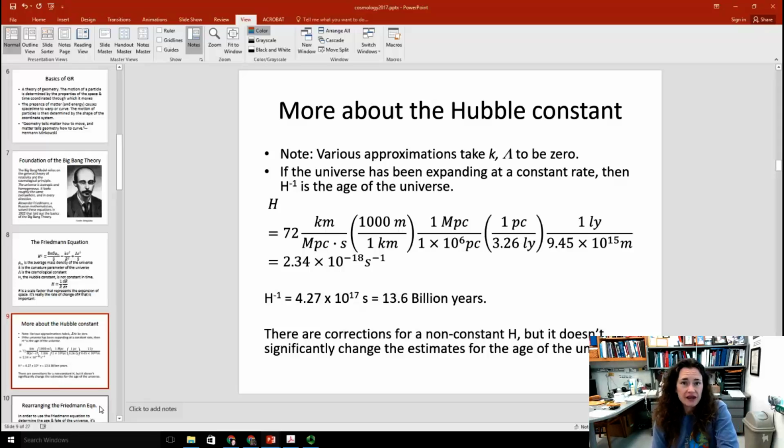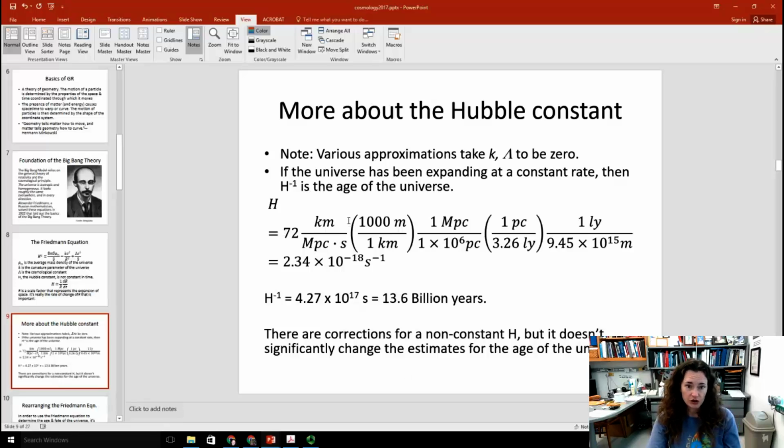So you can get a rough age of the universe by looking at just this Hubble constant, okay? So if the universe has been expanding at a constant rate, then the inverse of the Hubble constant is the age of the universe. So the Hubble constant is 72 kilometers per second per megaparsec. If I do a little bit of dimensional analysis there and cancel out things and just get it in seconds, it would look like this.